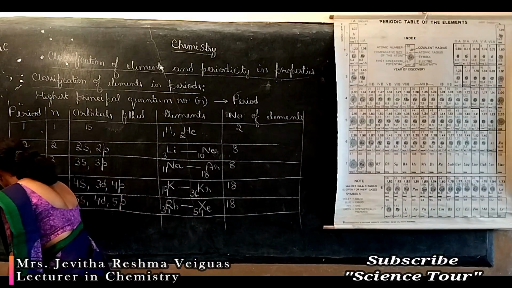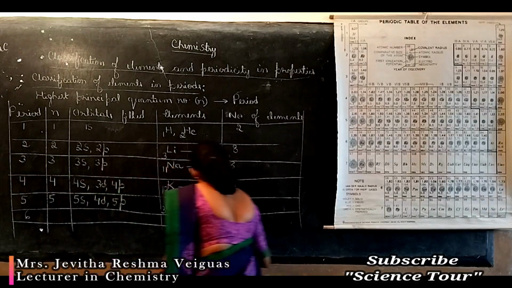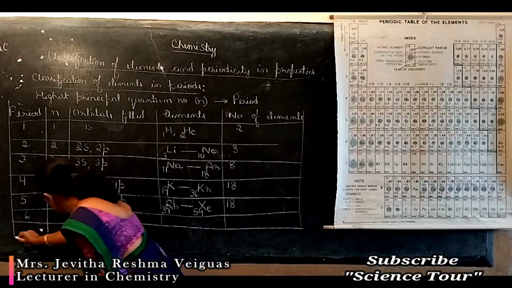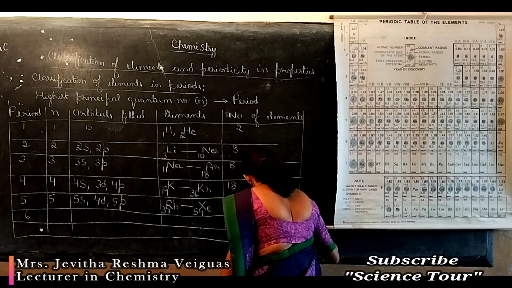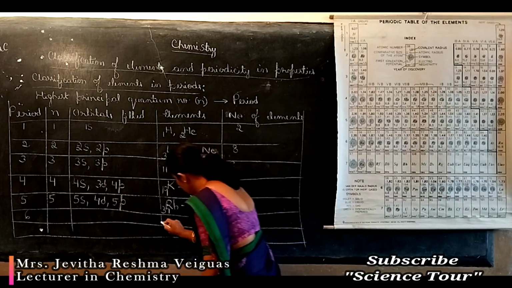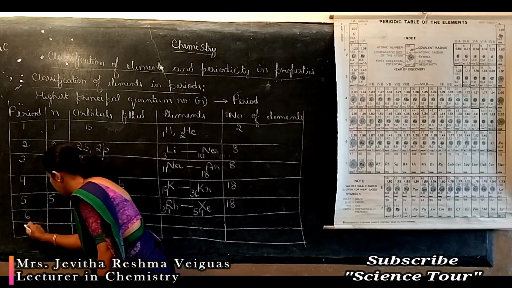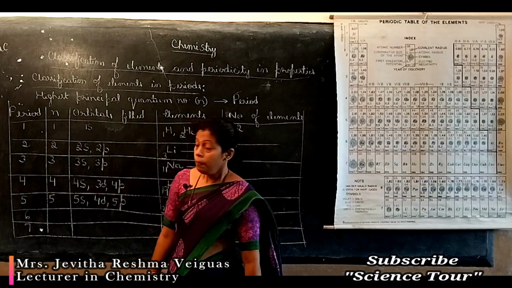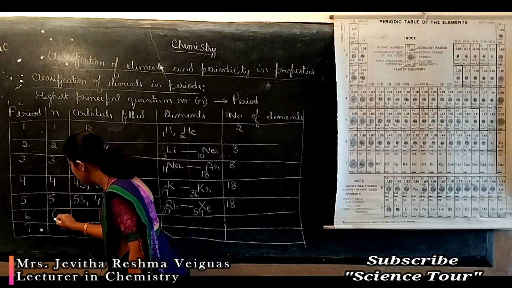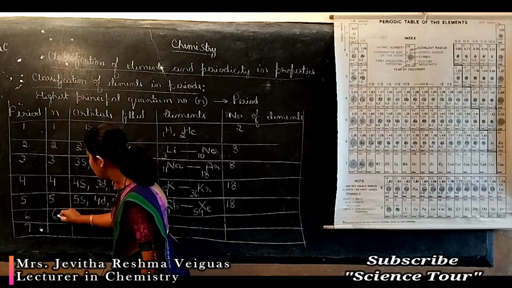Next, we have period 6 and period 7. Let us learn now about these two remaining periods. Period 6 has highest principal quantum number n value as 6.